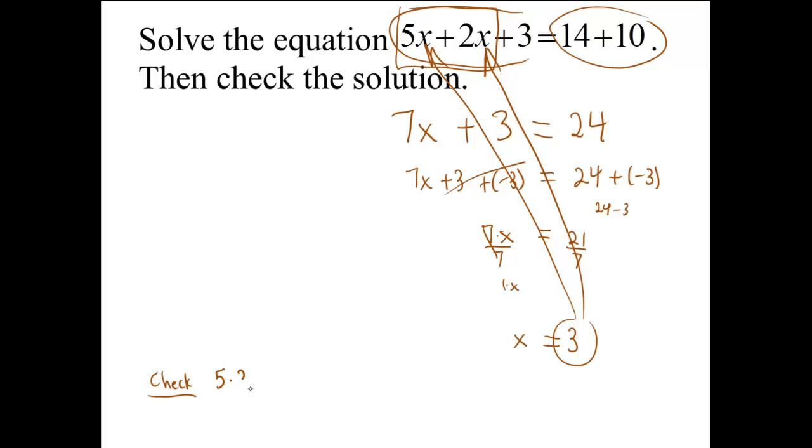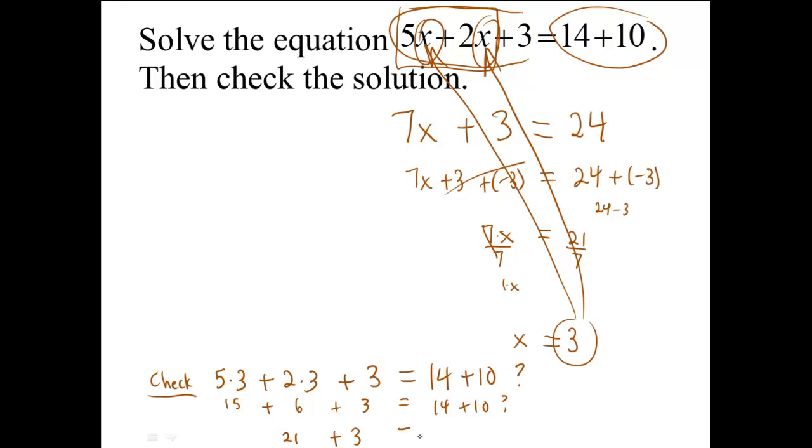So we have 5 times 3 plus 2 times 3, putting 3 in for x in these two different places, plus 3 as we continue to write the original equation, equals 14 plus 10, question mark. 5 times 3 is 15, plus 2 times 3 is 6, plus 3 equals 14 plus 10. 15 plus 6 is 21, plus 3 equals 14 plus 10 is 24. That's definitely a true statement, which means that x equals 3 is the solution.